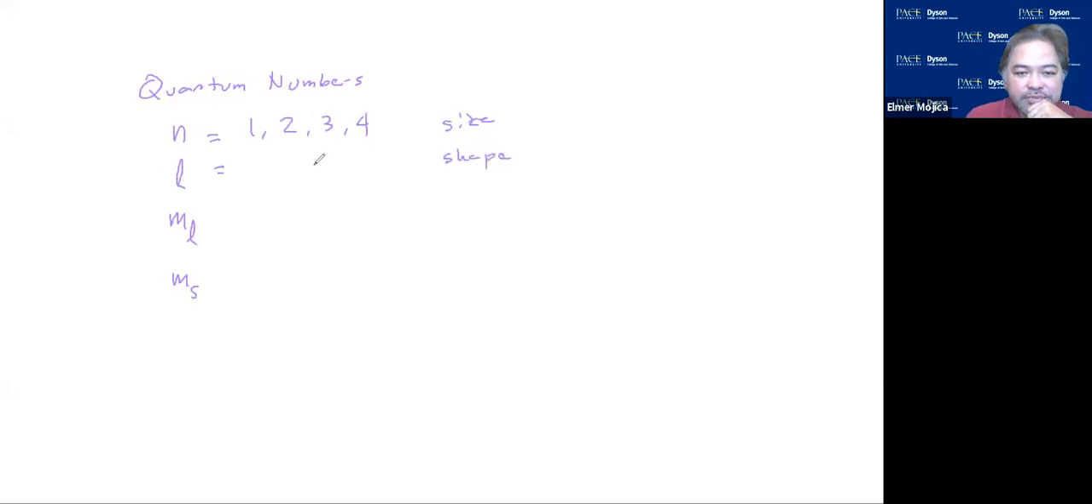And the value of l depends on n. So the value of l would be from 0 to n minus 1. And whatever number we have, we assign a letter to it: 0 is s, 1 is p, 2 is d, 3 is f. So it has something to do with the shape.